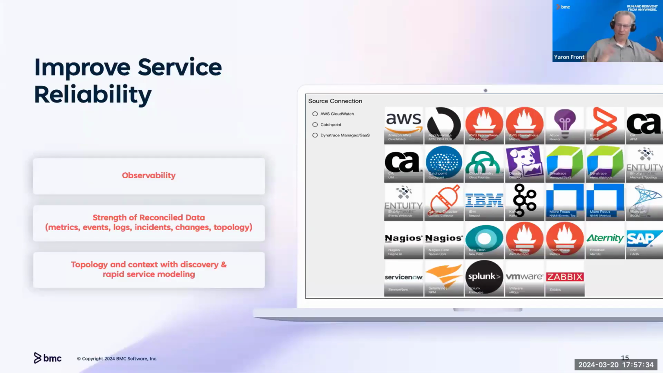So I'm going to go into a little bit of example of how we achieve these benefits with all of these relevant AIOps capabilities. So to improve service levels, we talked about it. It's basics, it's observability, the ability to reconcile data. So you're getting data from many sources. How do you reconcile it and say all of this data is for this entity and for this business service versus this other data is relevant for something else? Topology and context, rapid service modeling, it's all crucial in order to be able to build an effective observability and AIOps practice.